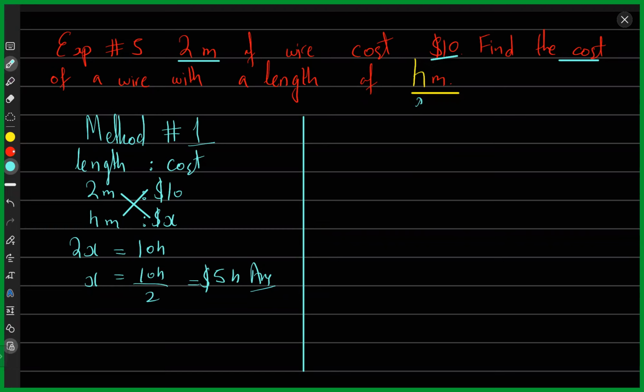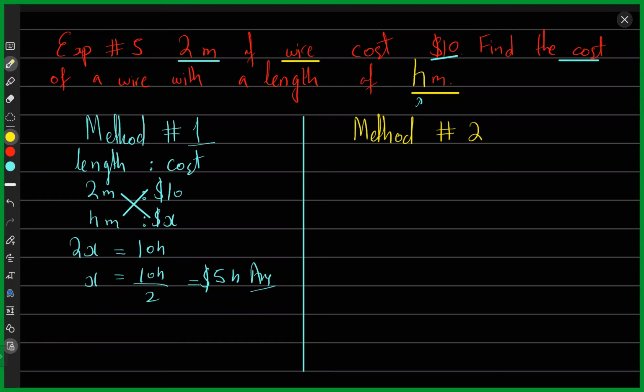But let's talk about what we actually are studying over here. That would be method number two. Now, one thing is certain. When I will buy more wire, or when the length of wire would be more, the cost would be more. Obviously, you can't say if I'll buy more wire, the shopkeeper would charge me less. No, if I'll buy more wire, the cost would be more, right?